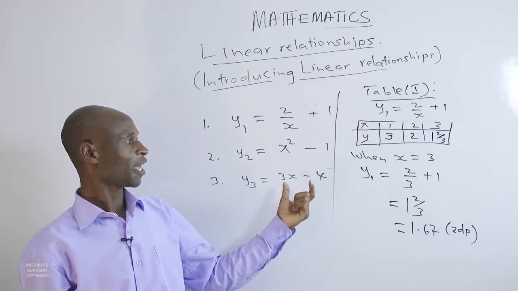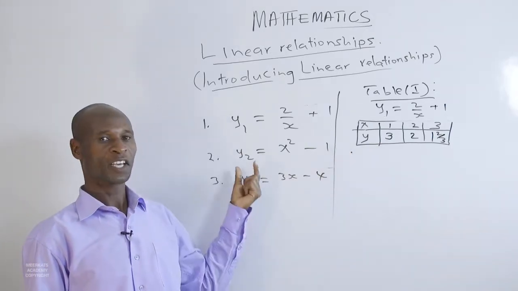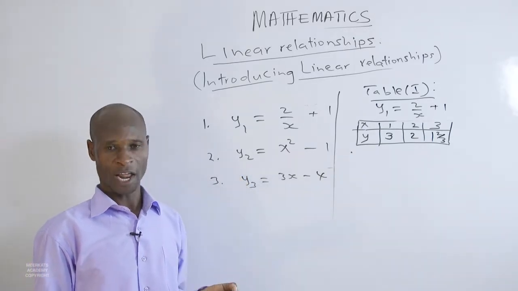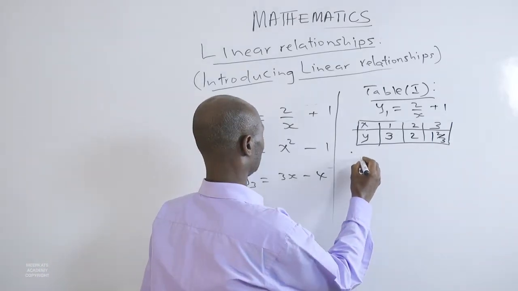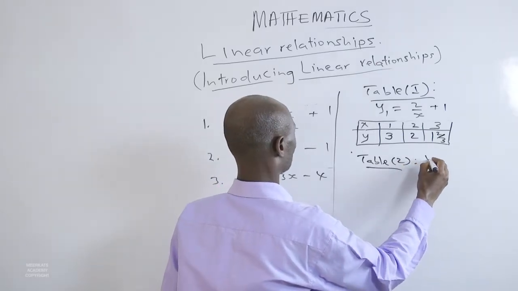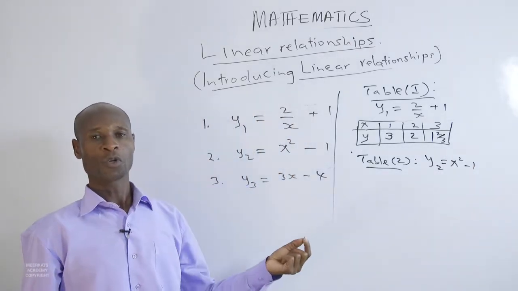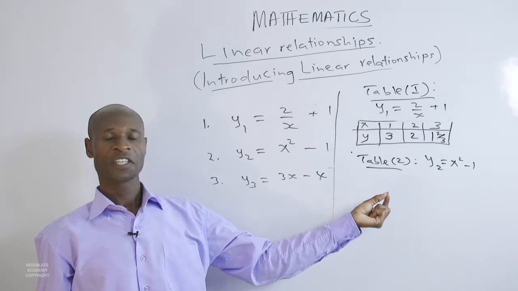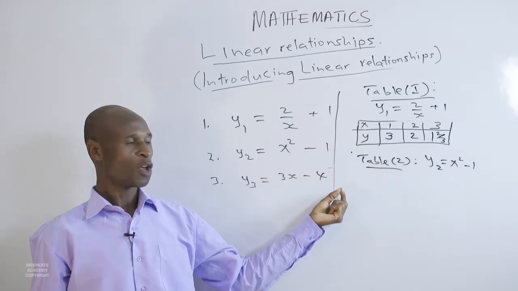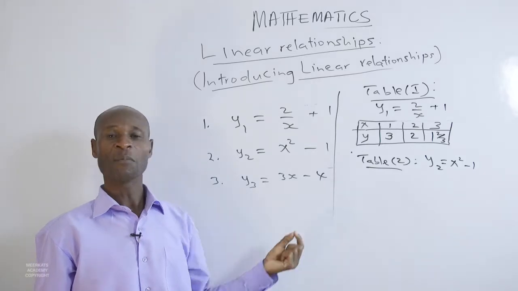That is the first case, completing the table for the first case. Let us now consider the second case or the second rule and confirm the table values. In our second rule, y2 is equivalent to x squared minus 1. So we need to complete a table using the same rule.